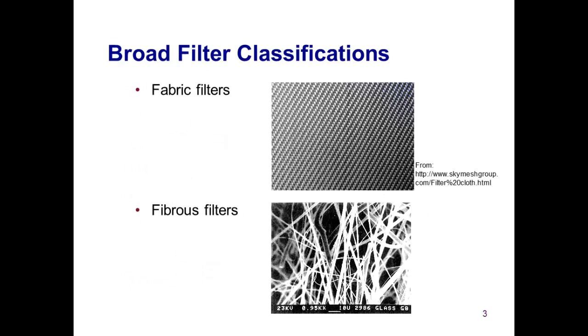There are two main classifications of filters, fabric filters and fibrous filters. As the images show, fabric filters are woven or felted fabrics, whereas fibrous filters are non-woven beds of fibers randomly oriented in the two dimensions perpendicular to airflow.